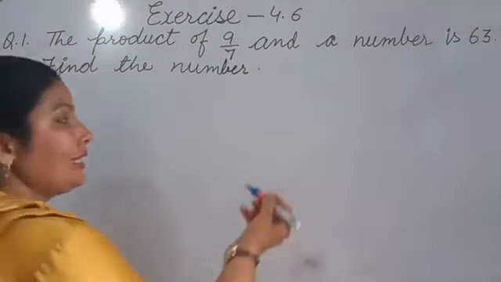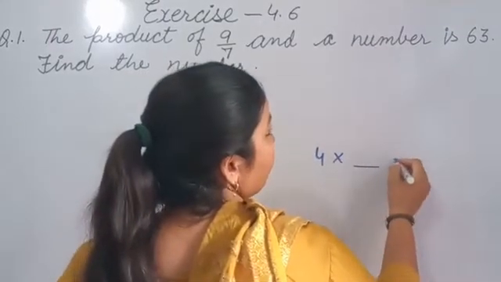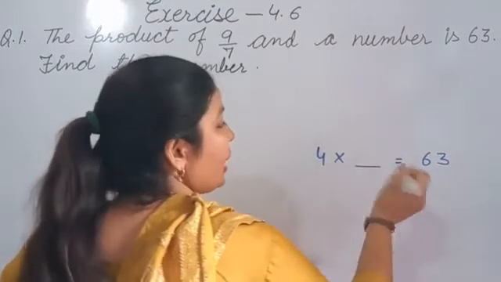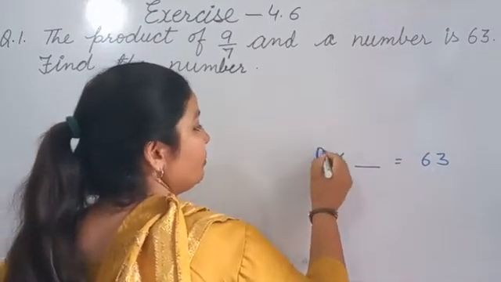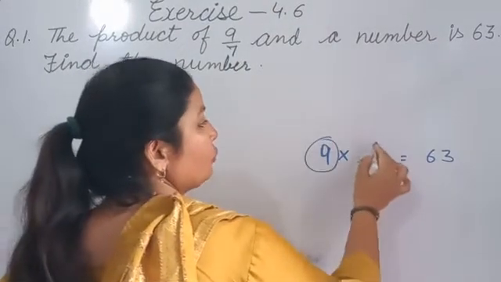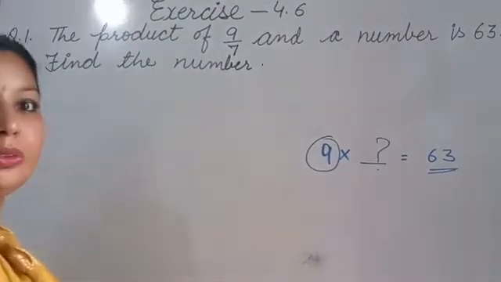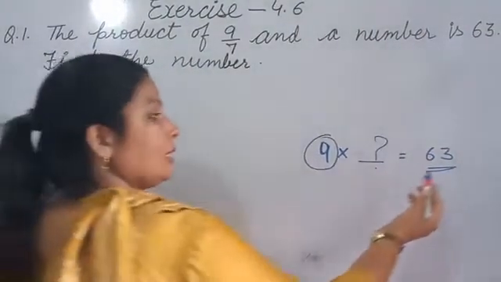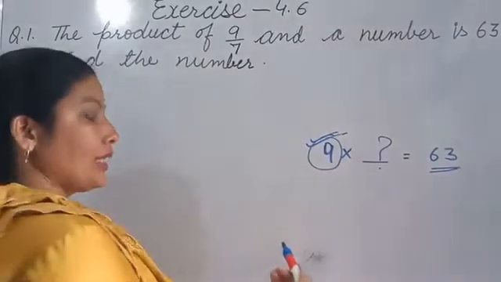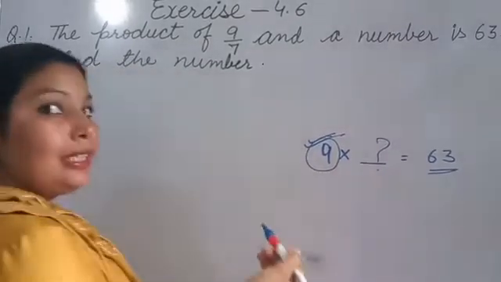So this is like that. If you know 4 multiplied by blank equals 63, and 9 multiplied by blank equals 63. Suppose you have one number and you have to find the second number and you know the product. So what do you do in that condition? You divide. Product divided by one number or one fraction, whatever is there. If a fraction is there, divide by the fraction. If a number is there, divide by the number.